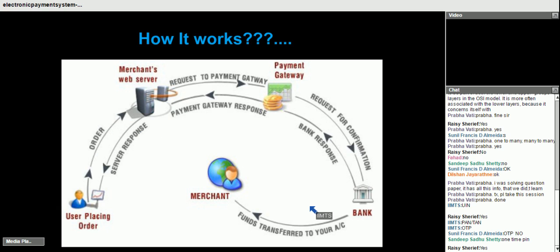So whenever you are ordering, it gets the response and ensures whether the request which is generated is correct or not. Once the bank response is generated, that means the money has reached the bank. So just to make the confirmation to the user placing the order, it needs to get the bank response, payment gateway response and server response. Once all these things are done, then finally the bank transfers the money to the merchant's account, and simultaneously the merchant will allocate some delivery person to deliver the product to the user.